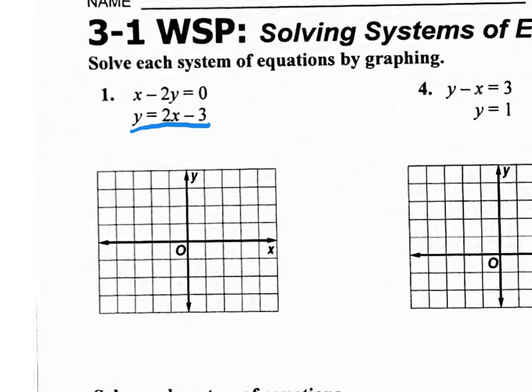The b value is -3, and from that point you go up 2 over 1, continue to go up 2 over 1, up 2 over 1. This is my blue line that represents every single answer that exists to that blue equation.